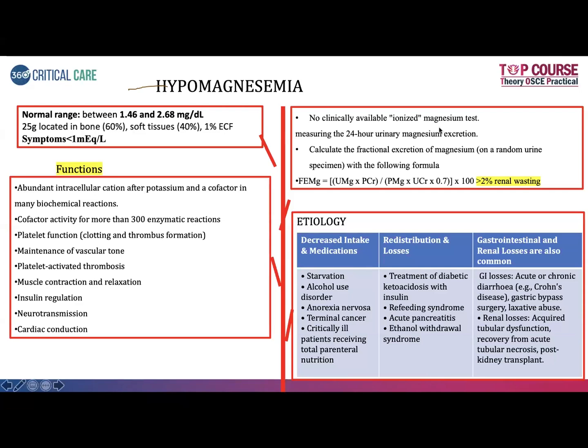Gastrointestinal or renal losses: diarrhea, or renal causes such as acute tubular necrosis and any diuretics. Normally we don't measure the ionized magnesium level, but just like TTKG, you can measure the urine excretion of magnesium. But here, remember, it's not the osmolality. It is the fractional excretion of magnesium: urine magnesium multiplied by plasma creatinine, divided by plasma magnesium multiplied by urine creatinine multiplied by a factor of 0.7, the entire thing expressed as a percentage.